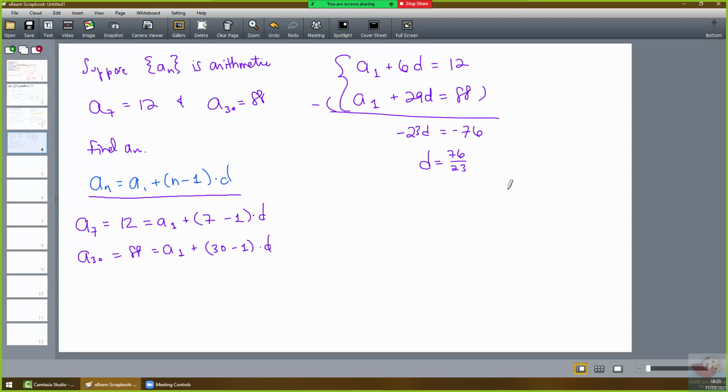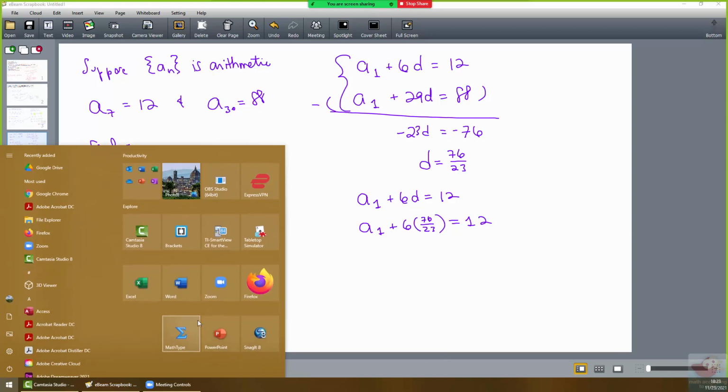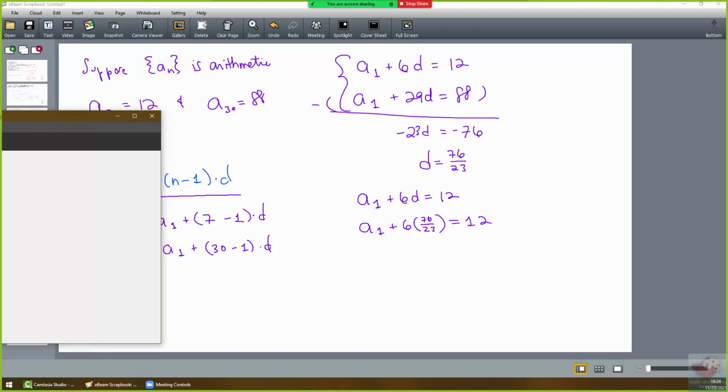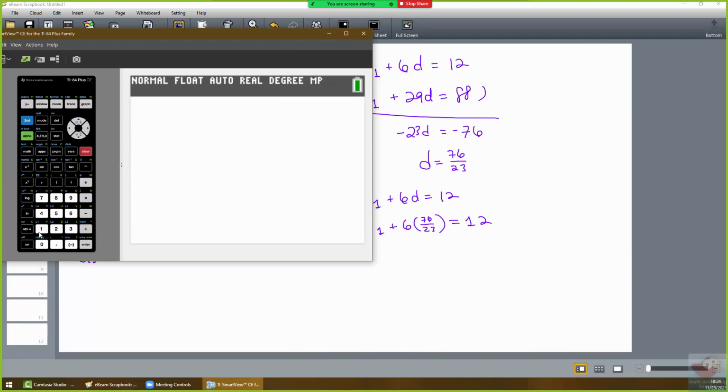And then, remember for substitution, you would back substitute. So if a sub 1 plus 6d equals 12, now a sub 1 plus 6 times this wonderful, we're all happy that this number is now in our lives, equals 12. Oh no. I don't know what that is. It's going to look like I'm going to use a calculator. It's because I am. What do we need? We need to do 12 minus 6 times 76 over 23, and then convert that to a fraction. Oh, it got worse. Negative 180 over 23.